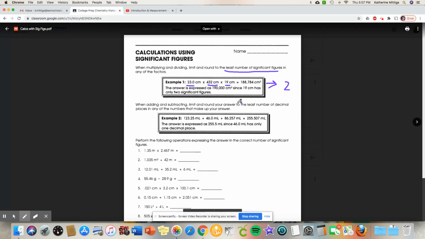I don't know if you've ever heard the phrase, you're only as strong as your weakest link. So you're only as accurate as your least accurate measurement tool. So in multiplying and dividing only, that's the rule. Totally different rule when you add or subtract.